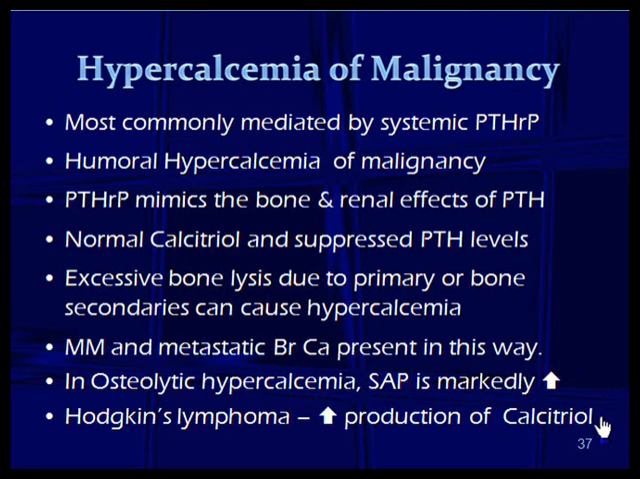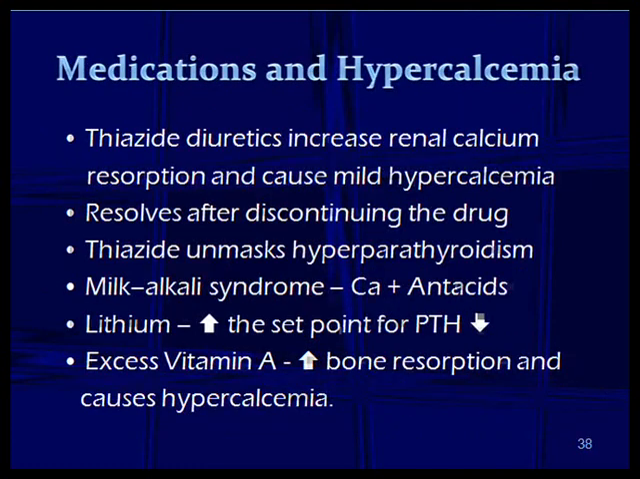In Hodgkin's lymphoma also, there is an increased production of calcitriol. What happens is the macrophages of the Hodgkin's lymphoma convert the 25 hydroxy derivative of vitamin D3 into the 1,25 hydroxy derivative, or the active form of calcitriol, and this active calcitriol or vitamin D3 increases calcium absorption in the gut and thus produces hypercalcemia. So this is in a nutshell about the hypercalcemia induced by different malignancies.